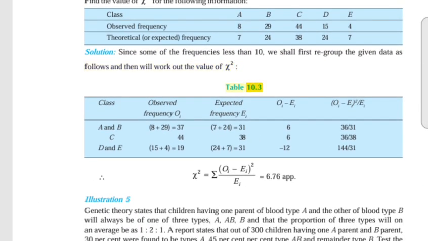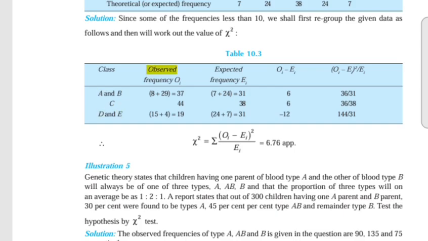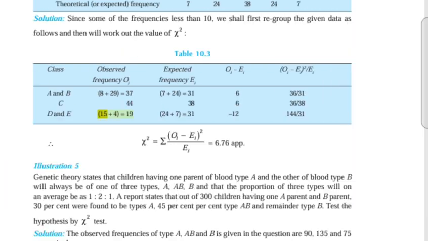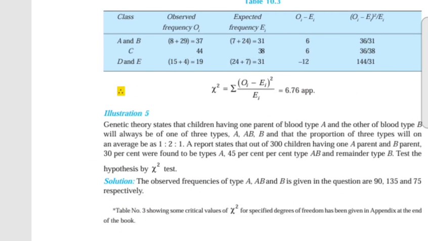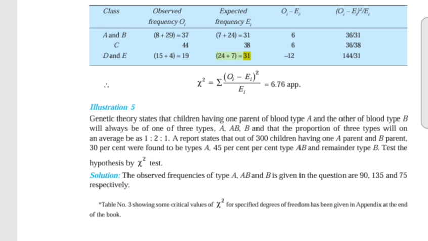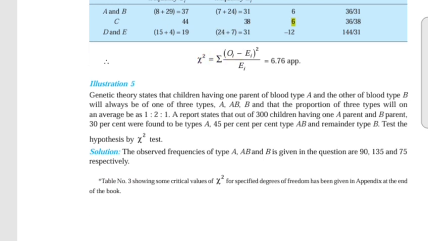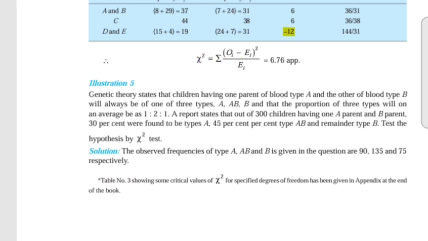Table 10.3. Class A and B, C, D and E: observed frequency Oi 8 plus 29 equals 37, 44... expected frequency Ei 7 plus 24 equals 31. Chi2 equals summation of (Oi - Ei)^2 / Ei equals 6.76.